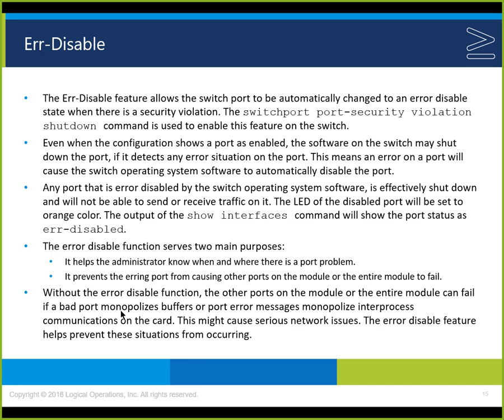The error disable feature allows the switch to automatically change to an error disable state when a violation occurs and the violation mode is shutdown. We saw that when we did the show interface FastEthernet 0/4, that it was in error disable mode. It means it's not sending and receiving data. It's technically not shut down, but it is unusable. The mode name is shutdown.